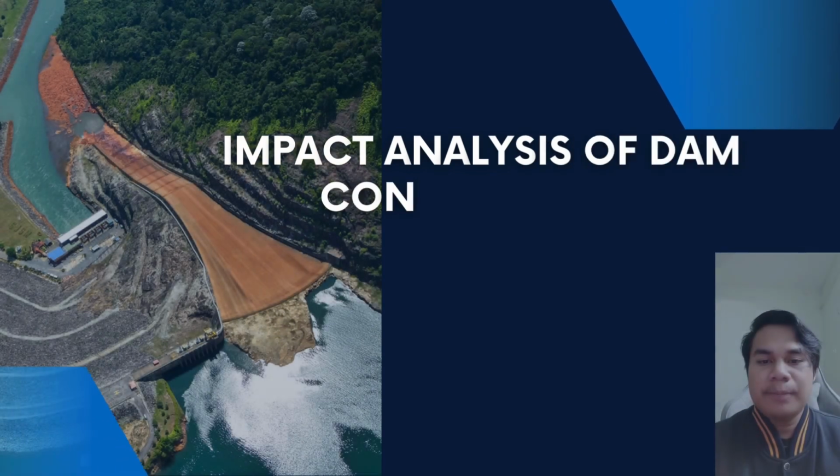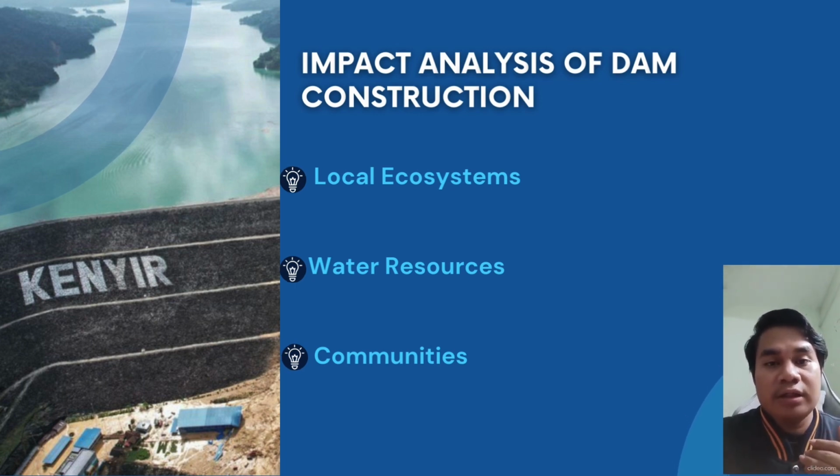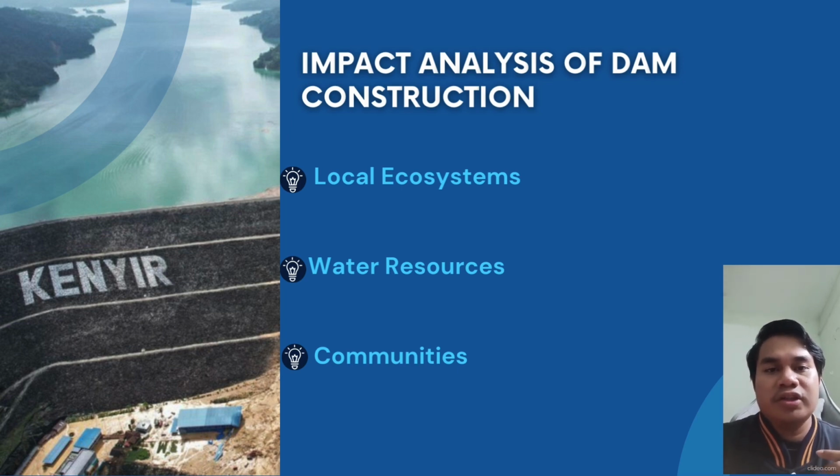Okay, next we go to the impact analysis of dam construction. The impact analysis of dam construction has three points. The first one is local ecosystem, the second one is water resources, and the third one is communities. So we go to the first one, local ecosystem. This section will delve into the potential impacts of the dam on things like the diversity and abundance of plant and animal life, aquatic and terrestrial habitats, and overall health of the ecosystem. It will also likely assess changes in the water quality and quantity.